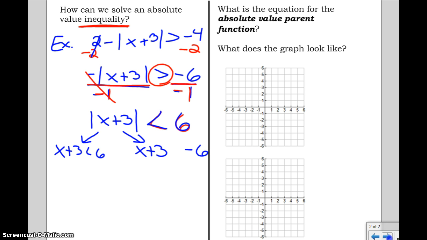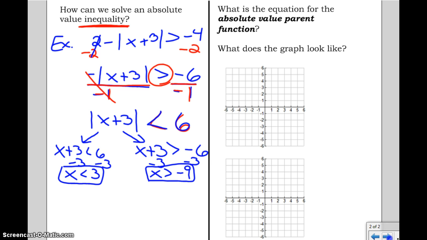However, because I now have multiplied by a negative, my sign has to switch in the negative case. I solve it just like I would an absolute value equation. So I'm going to subtract 3. And I have x is less than positive 3 as one of my answers. And then if I subtract 3 over here, I have x is greater than negative 9, which is also one of my possible answers. Okay?